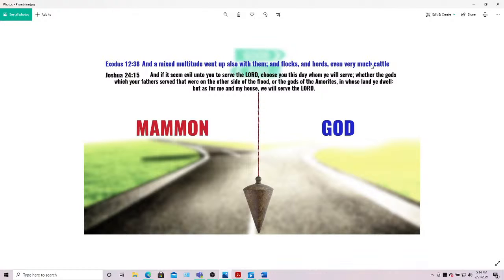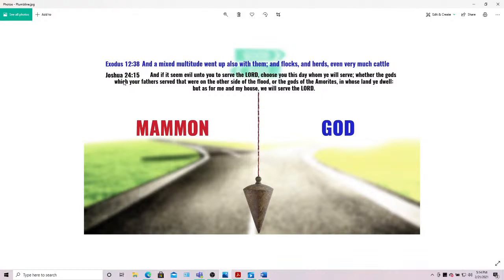And as it was back then, it's the same thing today. Among us, we have a mixed multitude of Israelites. So you have believers with non-believers, and while you're in your physical life right now, this one right here, you've got to choose a side, and it's either going to be God or it's going to be Mammon.